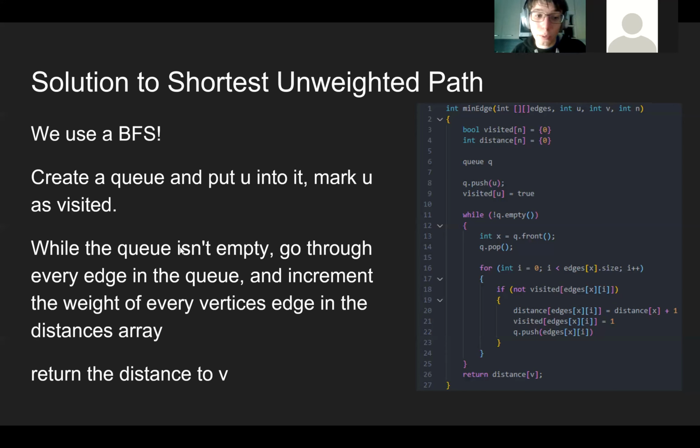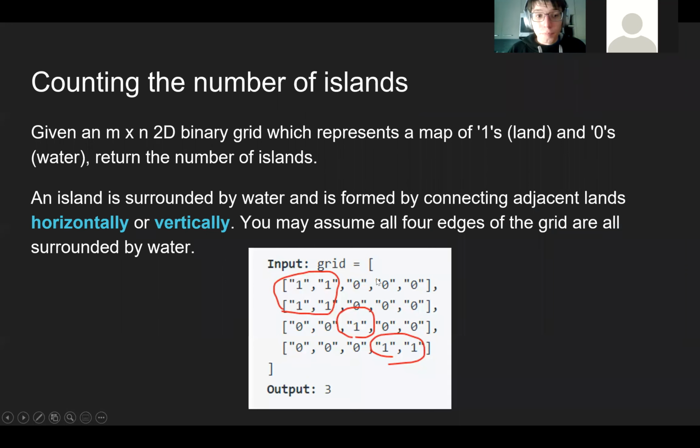That's it. While the queue isn't empty, you go through every edge in the queue and increment the weight of all the vertices. So you're just using a breadth first search. And again, the code is very, very similar to just the regular breadth first search code. But okay, there is another kind of problem we can do here, which is counting the number of islands.